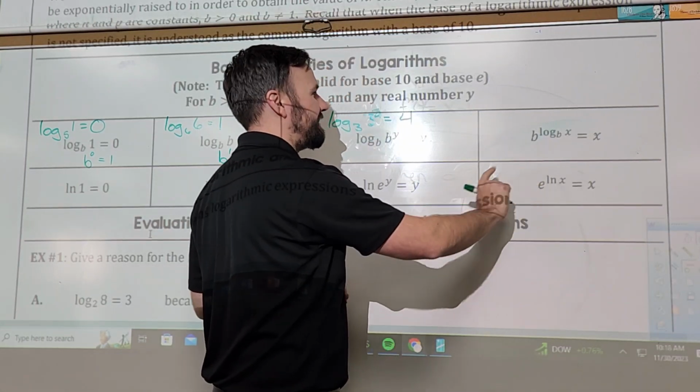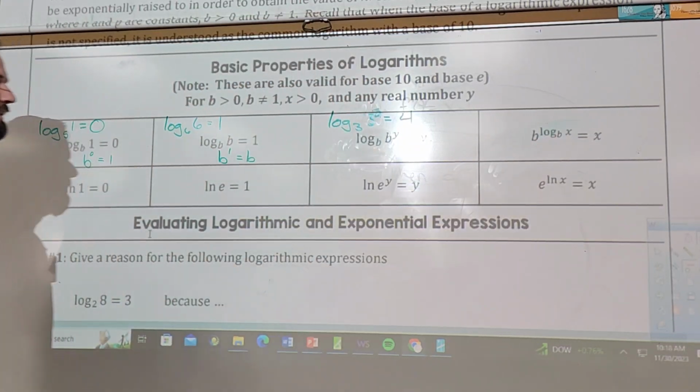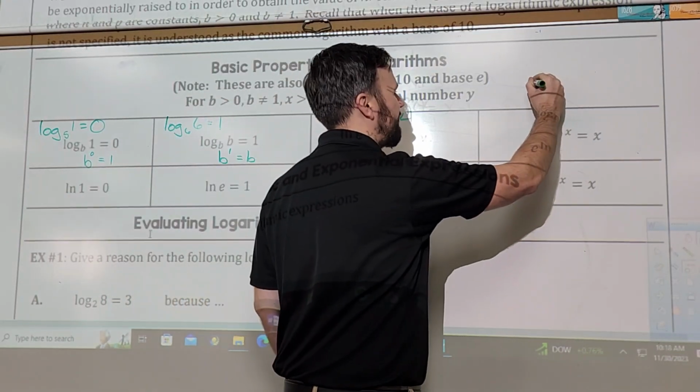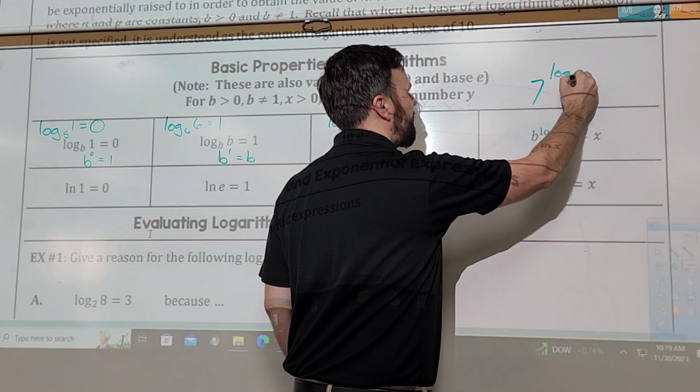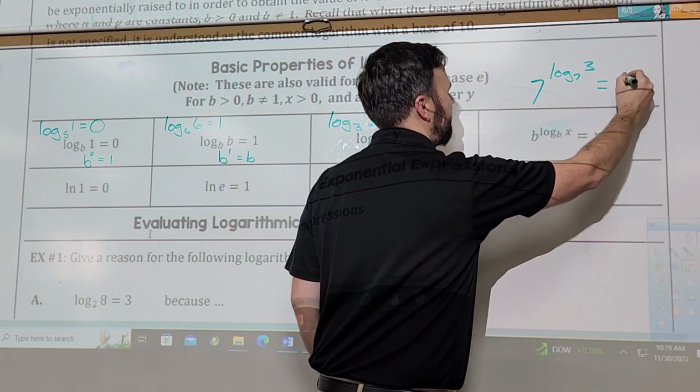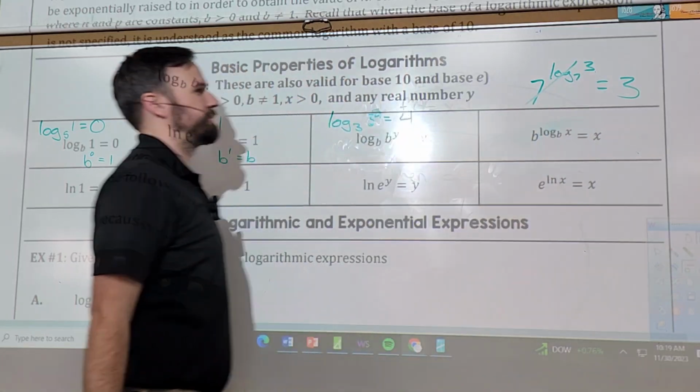Because, I'm not getting into that one. Sorry, you don't get it. Should I give you an example? Sure. This is saying like 7 to the log base 7 of 3 equals 3, because those cancel.